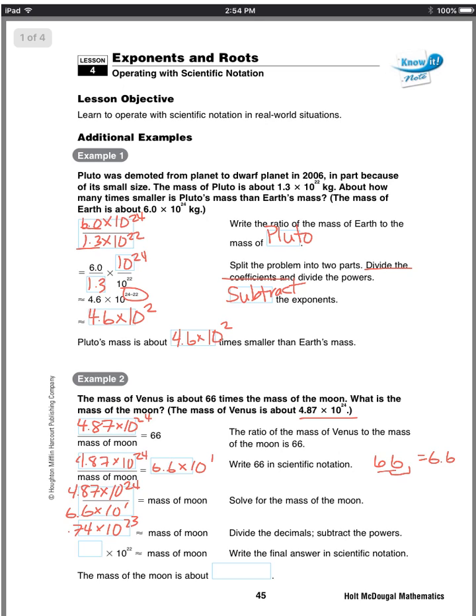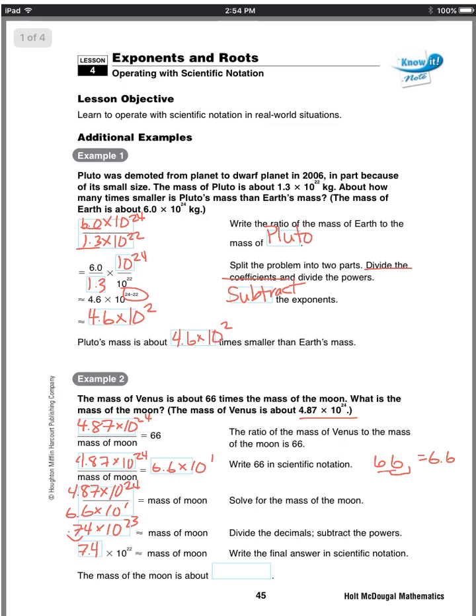Okay, now that isn't in scientific notation because your decimal isn't a number between 1 and 10. It's a number smaller than 1. And when we write in scientific notation, we want our number that's timesing the 10 to be between 1 and 10. So we're going to move the decimal 1 place in between the first 2 numbers. So it's 7.4.